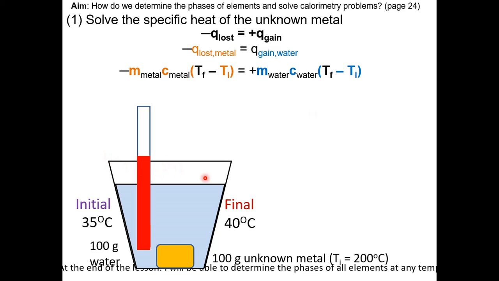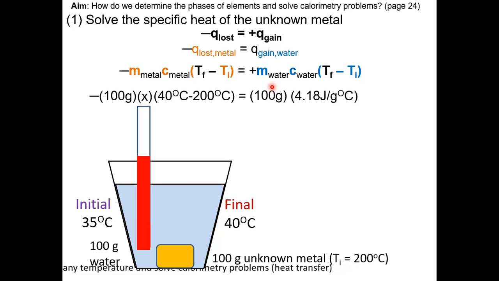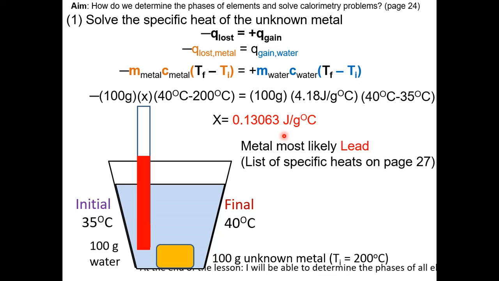If we plug in the variables from the experiment into the equation, the mass of the metal is 100 grams. c we're going to put as x. T final is 40 degrees. T initial is 200 degrees for the metal. For the water, the mass is 100 grams. The c of water is 4.18. The final temperature of the water is also 40, and the T initial is 35. If we solve for x, we get x as 0.13063. The metal is most likely lead. There's a list of these specific heats on page 27 in your packet. So we'll be doing a similar experiment in lab, determining the specific heat of an unknown metal.